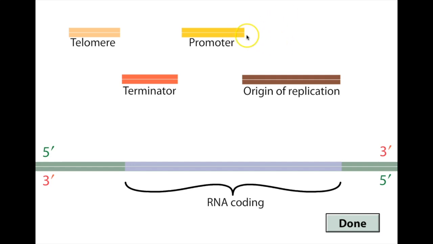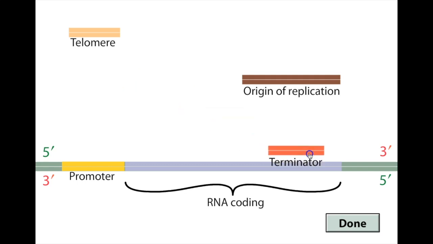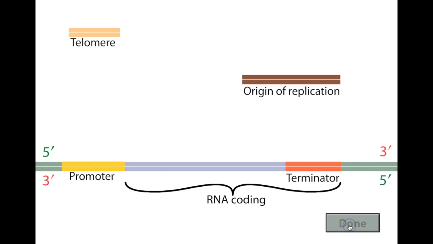So this isn't too hard. Let's see here. We got the promoter that goes upstream of the RNA coding region. And then we have terminator sequences within the RNA. Let's see. Yes, okay. And then the telomere and the origin of replication have nothing to do with transcription. They're involved in DNA synthesis and chromosome stability here. All right, let's see what the book tells us. The 3 critical regions of a transcription unit are the promoter, the RNA coding region, and the terminator.